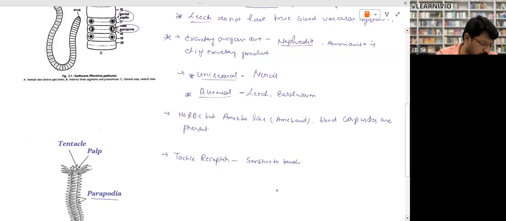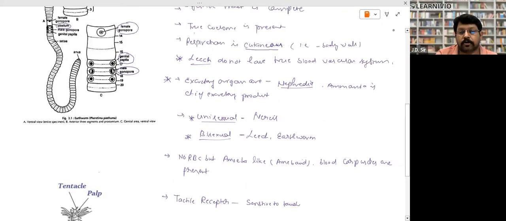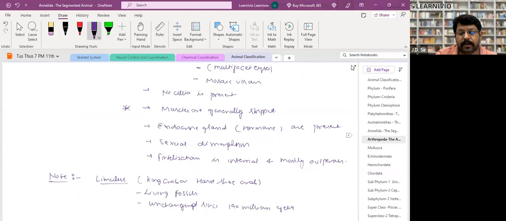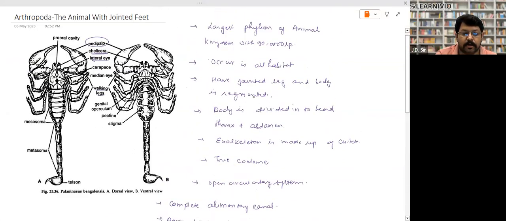So move to the next one, that is the Arthropoda. Arthropoda is a very important phylum, and this is one of the largest phyla. Look, the representative member of Arthropoda is the scorpion, right? So scorpion is also a representative member, and there are many more representative members of the Arthropoda.